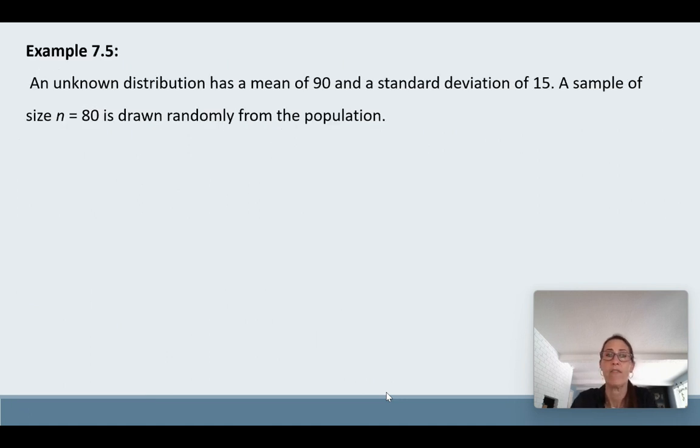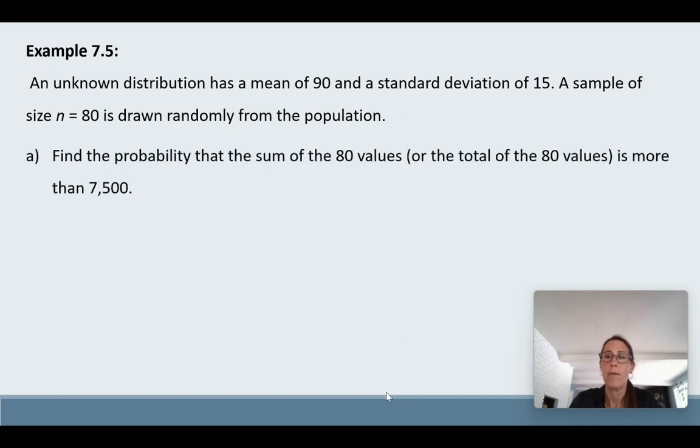So example 7.5, an unknown distribution has a mean of 90 and a standard deviation of 15. A sample of size n equals 80 is randomly drawn from the population. So we're going to find the probability that the sum of the 80 values, or the total of the 80 values, is more than 7,500.